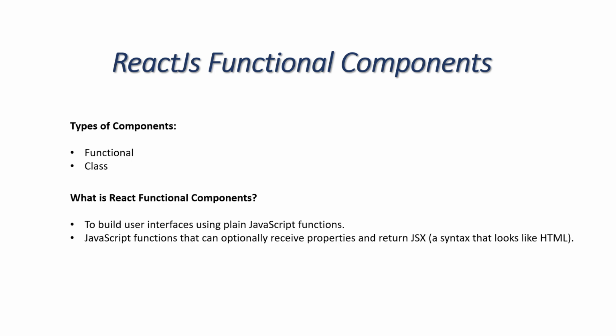In React.js, we have two types of components: functional components and class components. In this video, we will discuss what a functional component is. A functional component is basically a JavaScript function, and those functions can optionally receive properties, and it will return JSX. JSX is an extension to JavaScript, a syntax that looks like HTML. We will see how JSX looks.